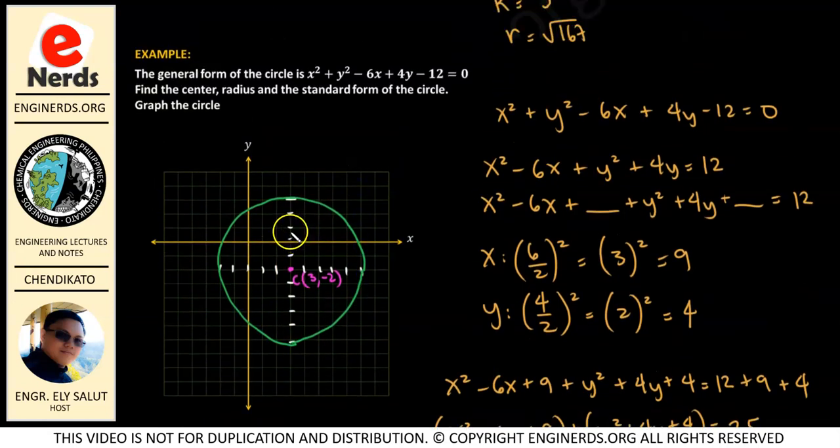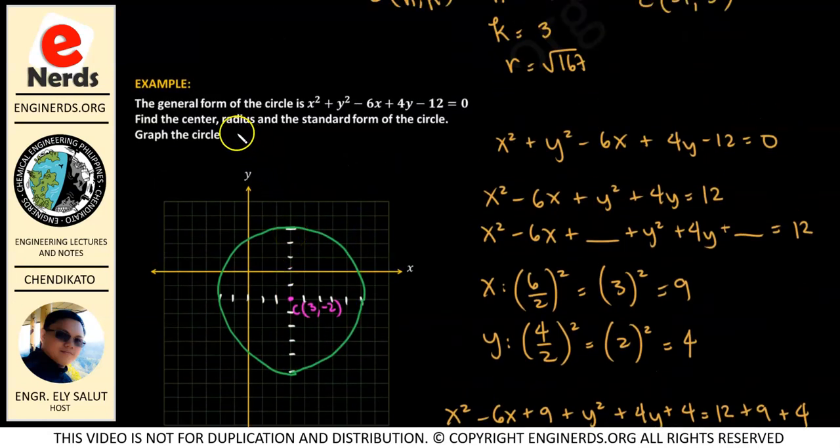Okay, so we are able to convert itong general form into standard form. We are able to locate the center of our circle. We are able to determine the radius of our circle, and we are able to illustrate our circle. So therefore, we already completed this task.